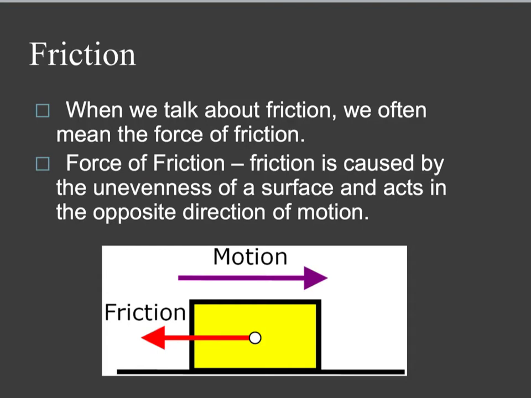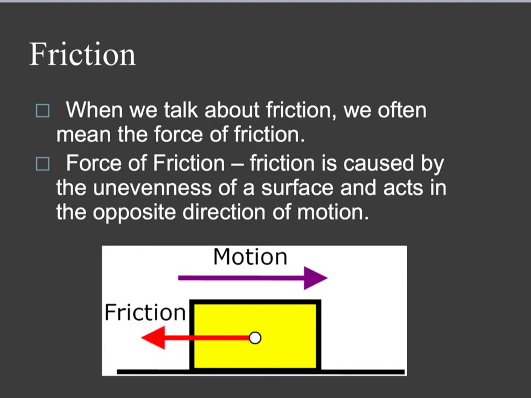So let's look at friction now, because friction is the other reason that your block might stay on that surface. When we talk about friction, most of the time we mean the force of friction. Friction is caused by the unevenness of a surface and acts in the opposite direction of motion. So here we just have a simple picture. If the block is moving this way, notice this is a vector but not a force. This is just the direction it's moving. Friction, and this time it is the force vector, is going in the opposite direction.